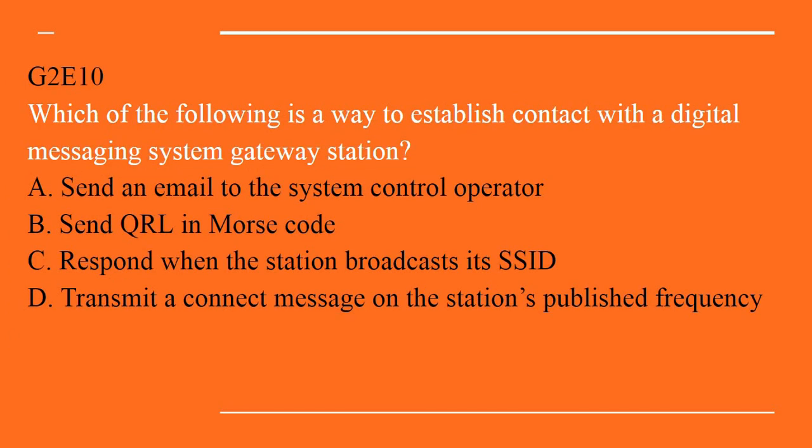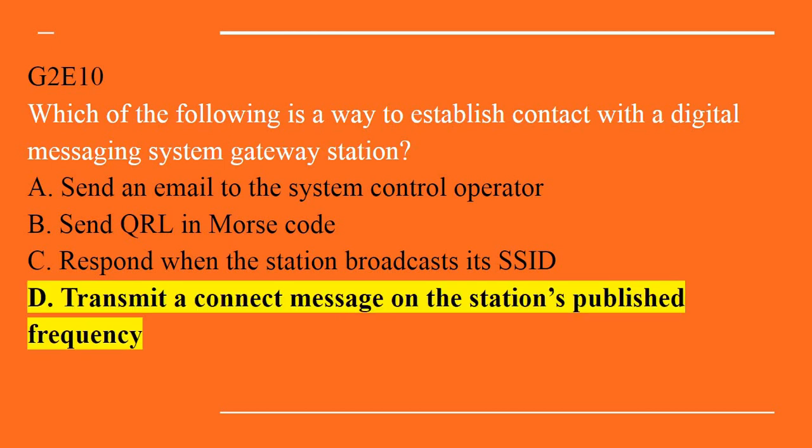G2E10. Which of the following is a way to establish contact with a digital messaging system gateway station? A. Send an email to the system control operator. B. Send QRL in Morse code. C. Respond when the station broadcasts its SSID. Or D. Transmit a connect message on the station's published frequency. Correct answer is D. Transmit a connect message on the station's published frequency.